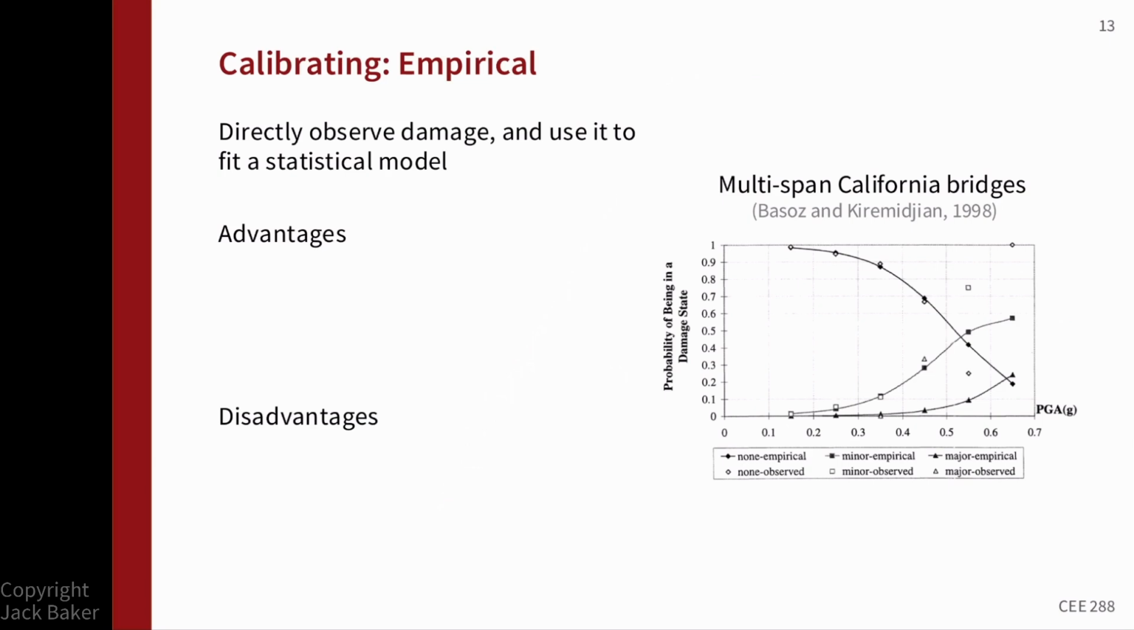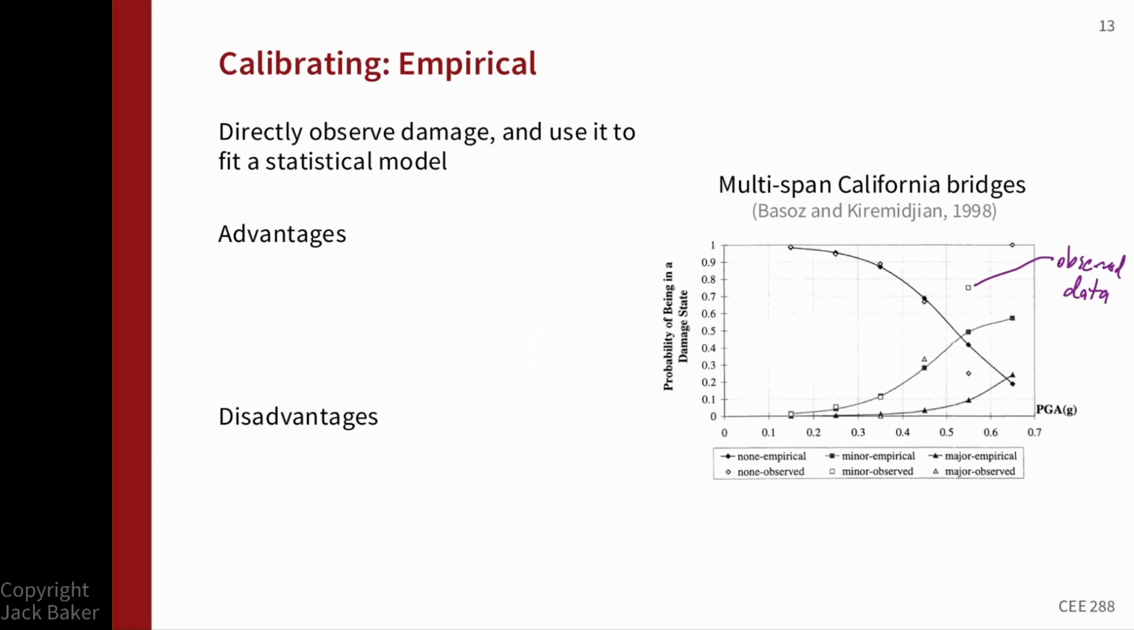As an example of this, shown over on the right is some work by Nesrin Basoz and Anne Kiremidjian after the Northridge earthquake in California. They went out and looked at highway overpass bridges, multi-span bridges in California. They've got plotted here on the horizontal axis peak ground accelerations. And then there are some little symbols. The hollow symbols are observed data. That little square I pointed to is peak ground acceleration of about 0.55 g.